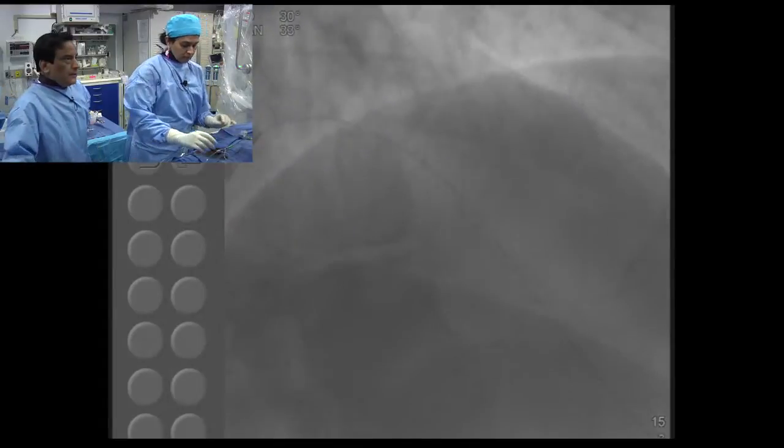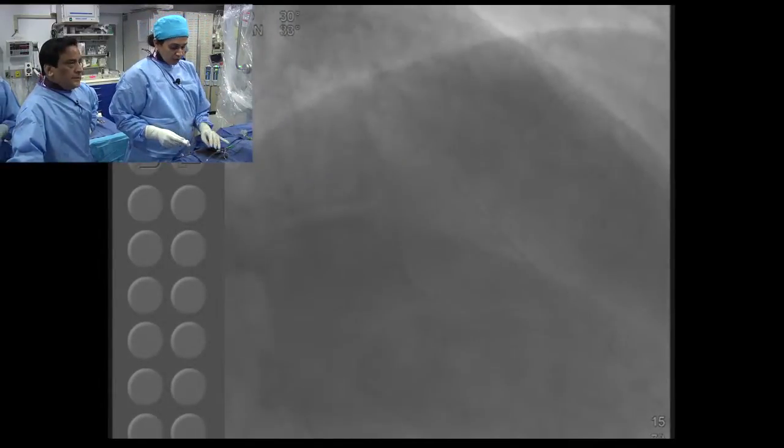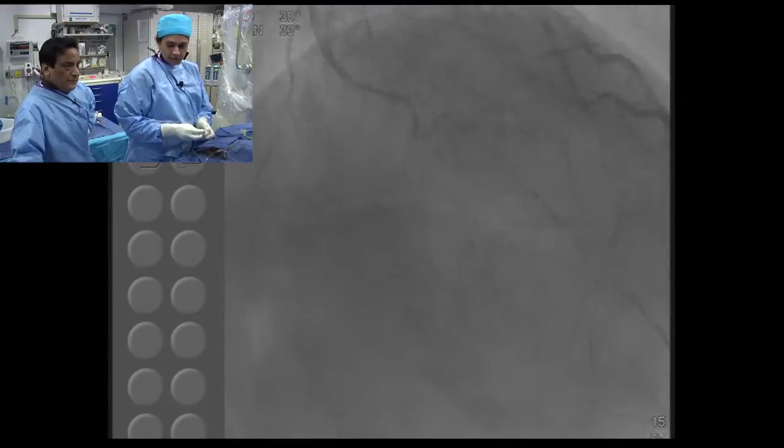Looks excellent. It looks like a 3-0 to me. One long 38, yep, 3-0-38. Lot of spasm, you think, distally? Yeah, just leave it. That's a myocardial bridge, a lot of spasm, which is okay.